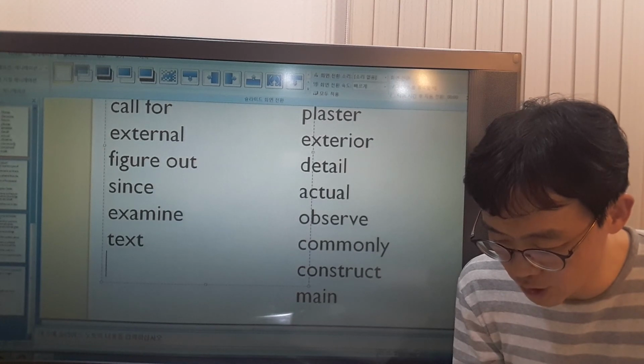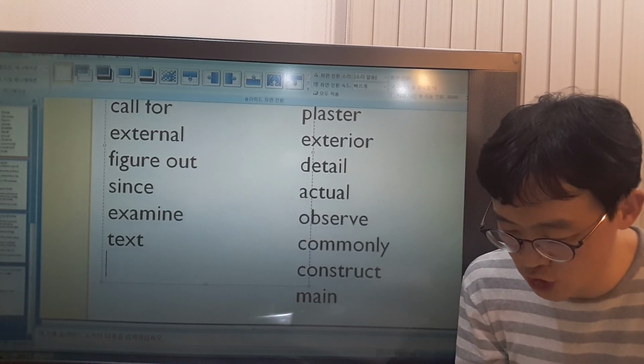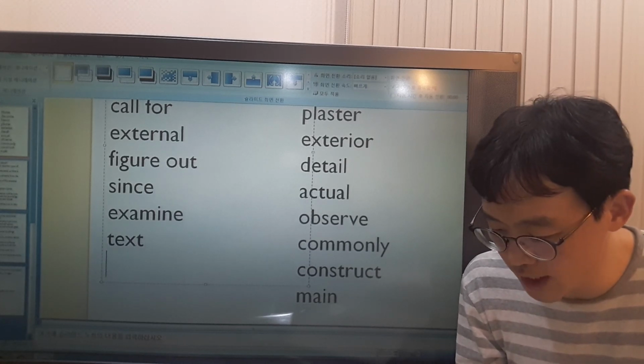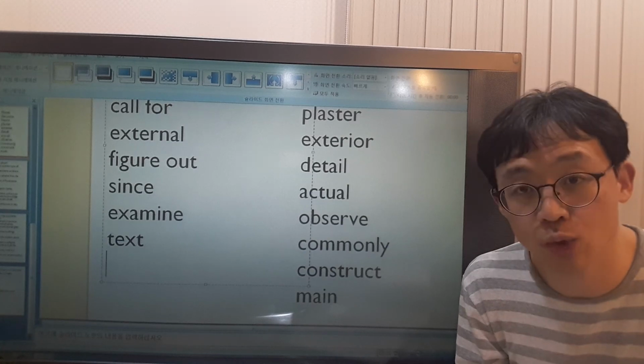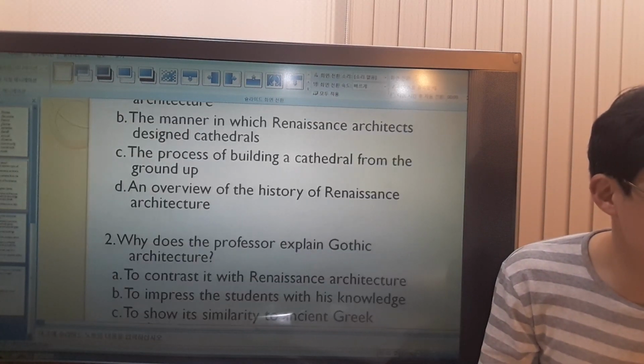He won a commission to complete the cathedral's dome, which he did in 1436. Take a look. Can anyone tell me what kind of style he used? That's the end of the passage. Let's look at the questions.